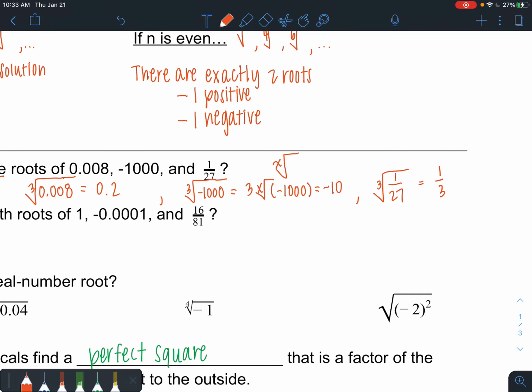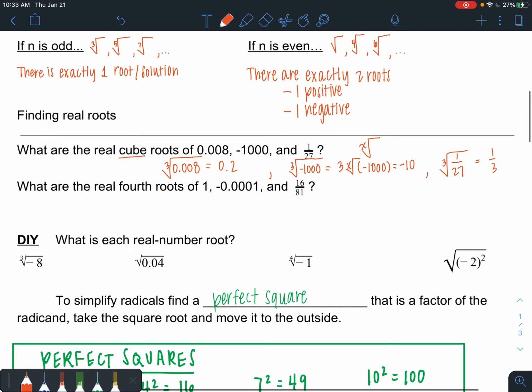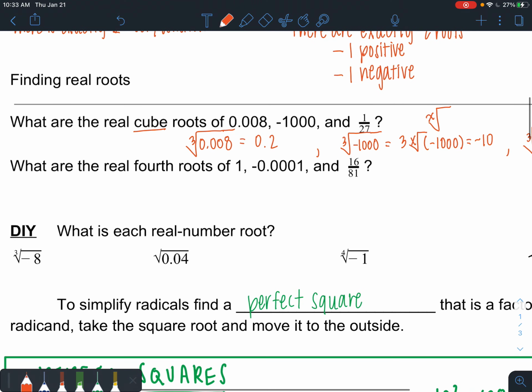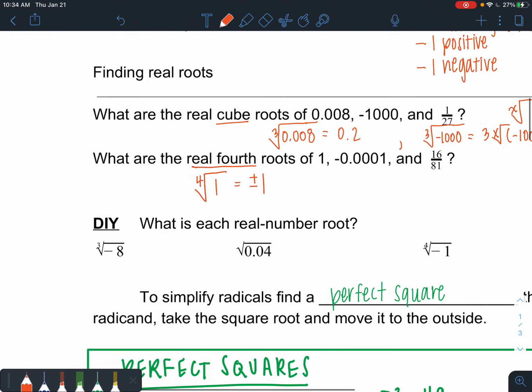Okay, so I have exactly one solution for each of those. All right, so it says take the real fourth root of 1, negative 0.0001, and 16 over 81. Okay, so I'm going to take the fourth root of 1. Now, if you type that in your calculator, you're going to get 1, but we have to put plus or minus 1, and here's why.